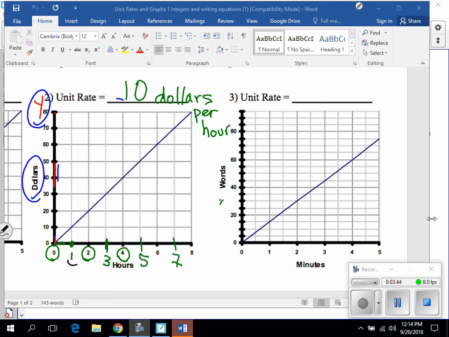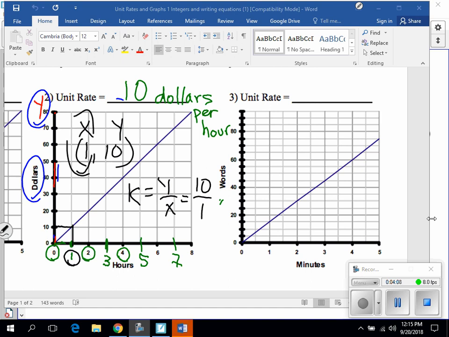I'm going to use that first number 1, and that coordinate is 1, 10 because the y value that goes with the x value of 1 is 10. So 1, 10. Again, I'm going to quickly write my unit rate formula. K equals y divided by x. I plug in 10 for y, and the x value is 1. And if you take 10 and divide it by 1, you get the same answer, $10 per hour.